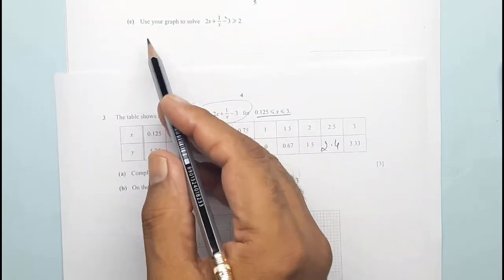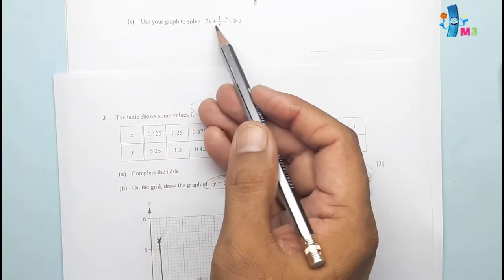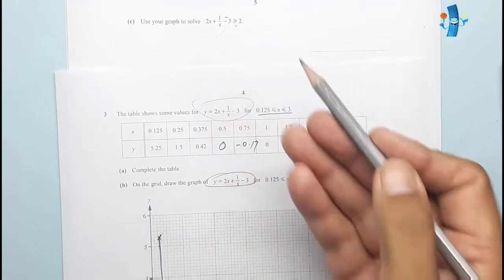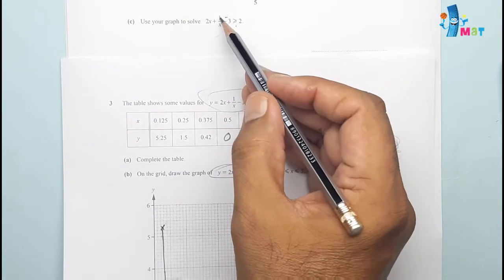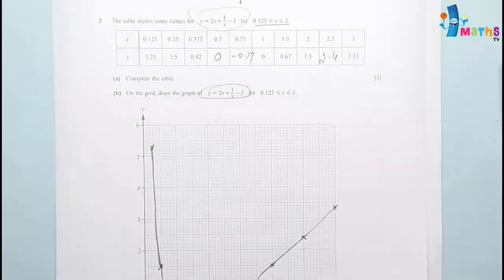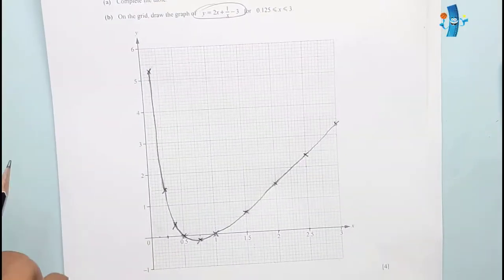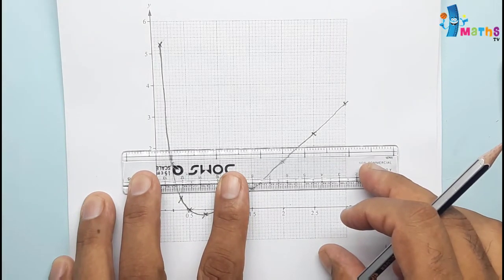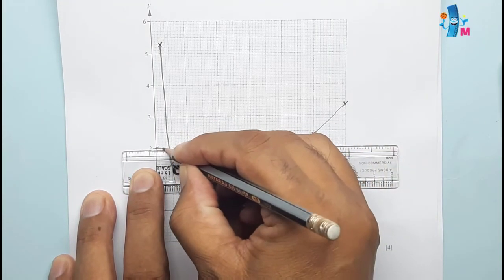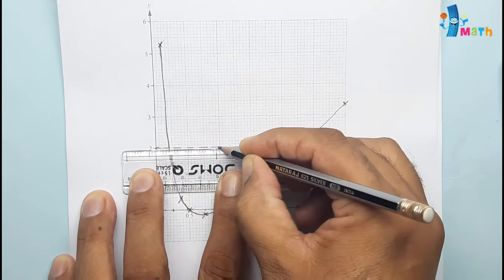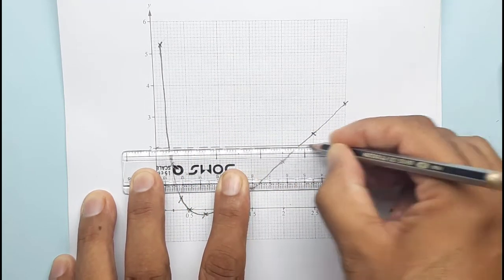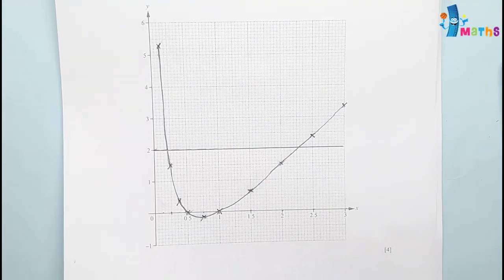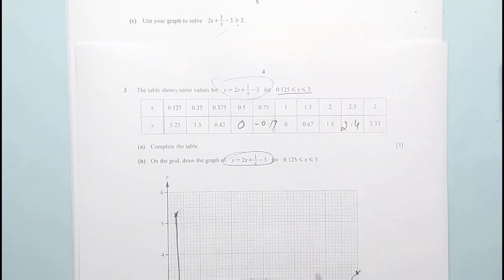Next part is this one, part C. Use your graph to solve y greater than or equal to 2. We will be drawing over here. Greater than or equal to 2, we will be checking this one. We can draw a dotted line, but basically, since it is greater than or equal to 2, we can draw a solid line.